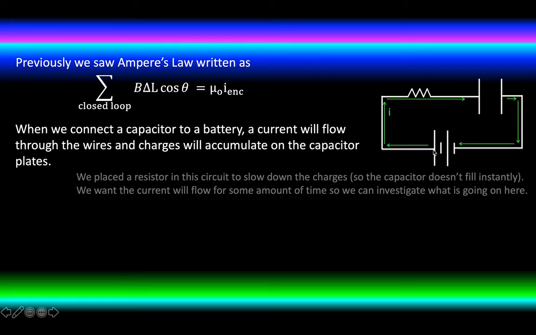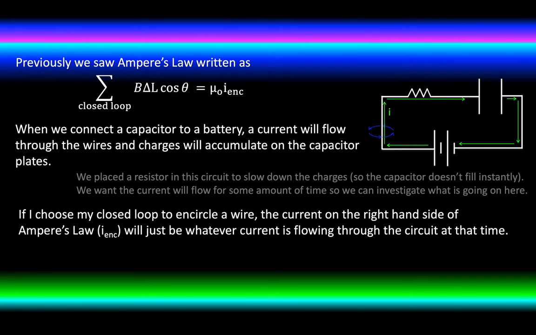What we're really interested in is watching what happens when the charges are being placed onto the capacitor plates. But I do not want the capacitor to fill up instantly. I want the capacitor to slowly fill up. It'll help me watch what's going on, so I put a resistor in there. We don't really need the resistor, but we just don't want the capacitor to fill up too rapidly.